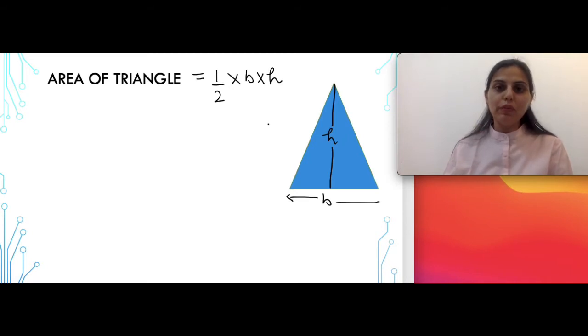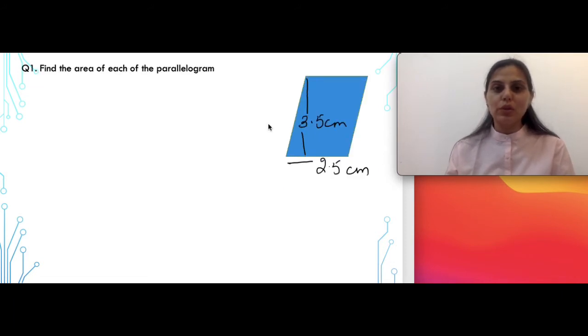As I have told you, when we join the points of the opposite vertices of a parallelogram, we get a diagonal. And since the diagonal divides the parallelogram into two triangles, the area of each triangle is half of the area of parallelogram. So in this case, it is represented by half into b into h. These two formula are going to be extensively used in all the word problems for the exercise 11.2. So let's begin with question number 1.